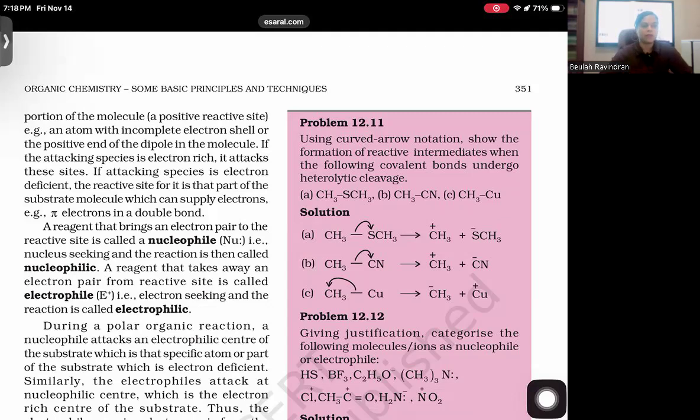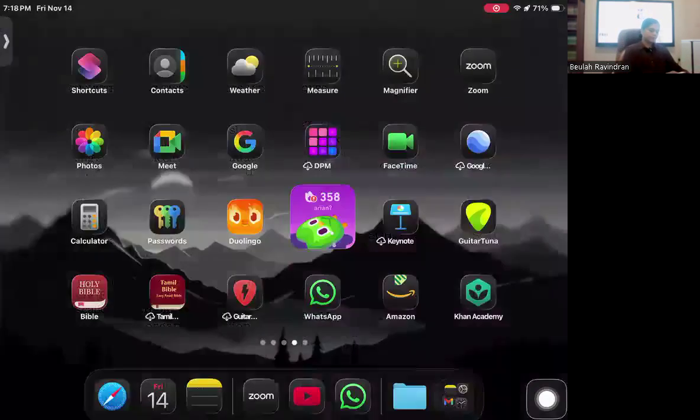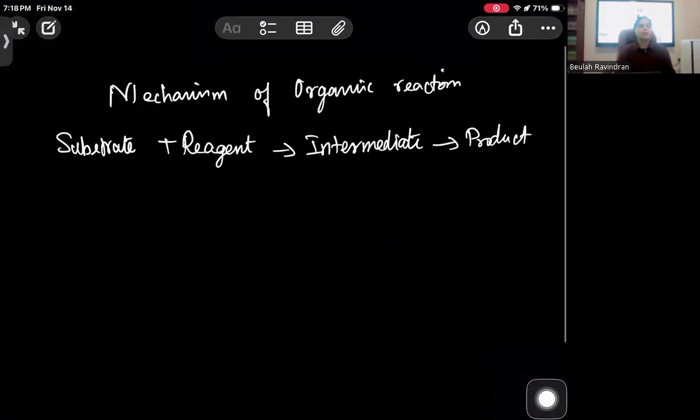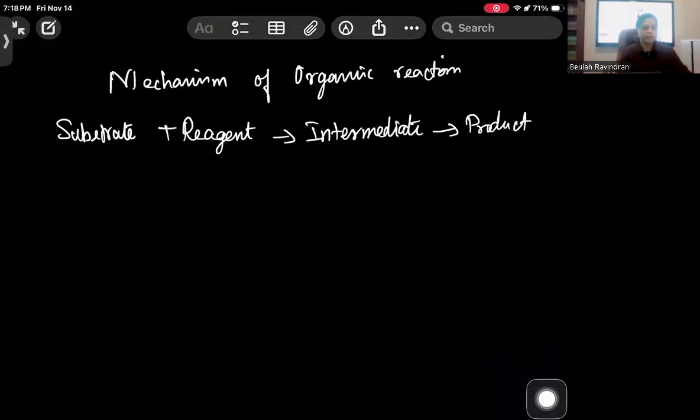Now we'll see some characteristics of electrophiles. Can you all take down the characteristics of an electrophile? What are the characteristics of an electrophile? They are electron deficient. You just write it now.